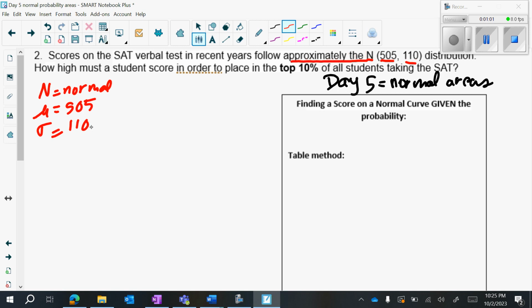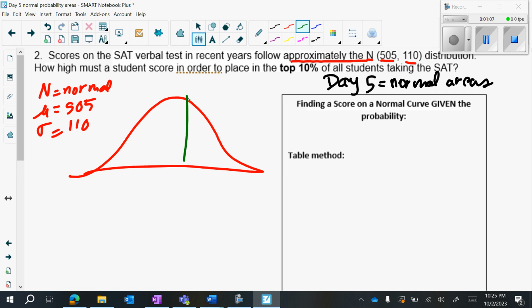So that is just telling me about the distribution, which is approximately normal, with a mean mu of 505 and a standard deviation of 110. And it says, how high must a student score in order to be in the top 10%?